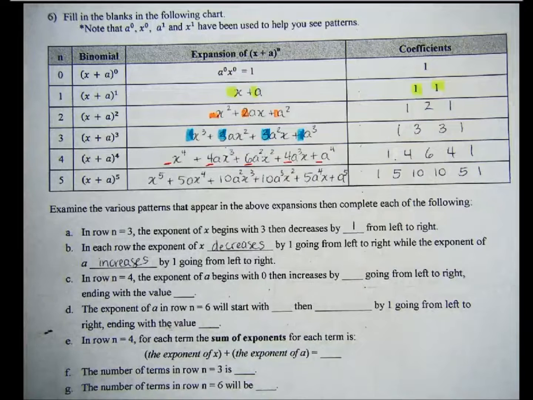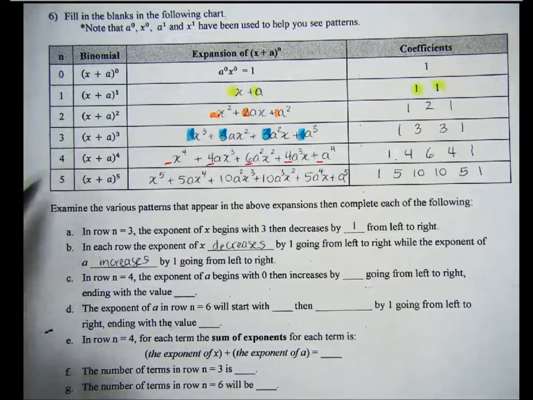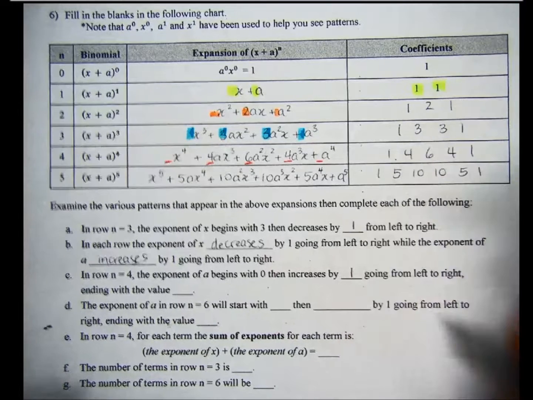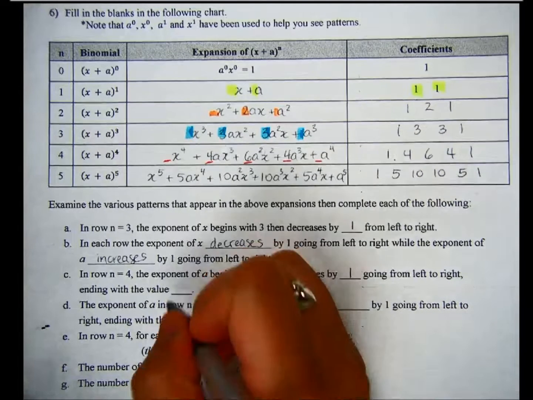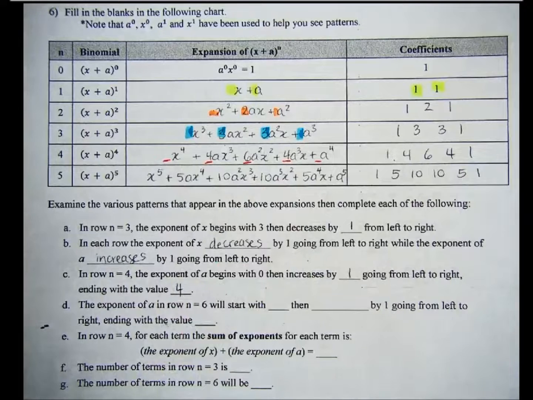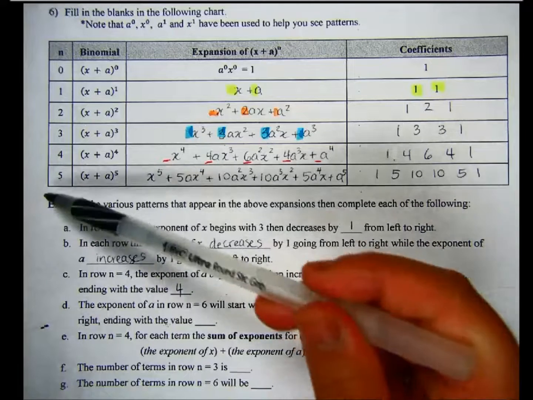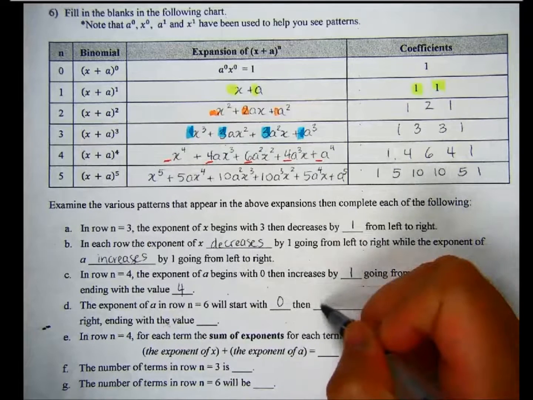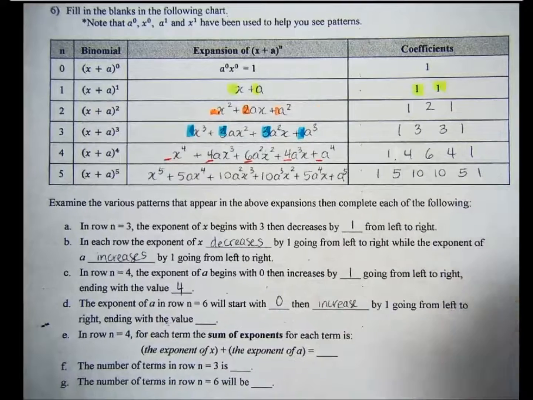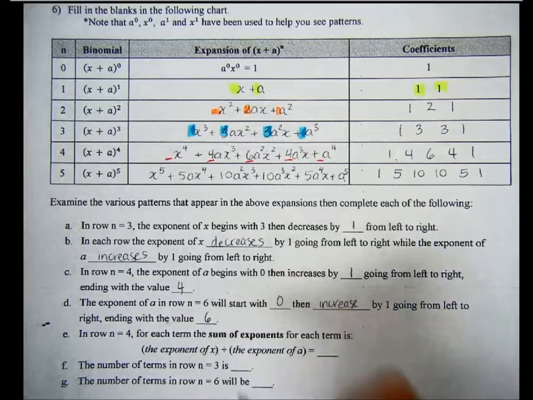In row n equals 4, talking about this row right here, the exponent of a begins with 0, then increases by 1 going from left to right, and we end with the value of 4 as the exponent on a. So far, so good. The exponent of a in row n equals 6: this time you have to imagine if you were to continue this table for one more row, what the result would be. I think it would start with 0, and then it would also increase, based on the pattern I see, by 1 going from left to right, and it will end in the value 6.